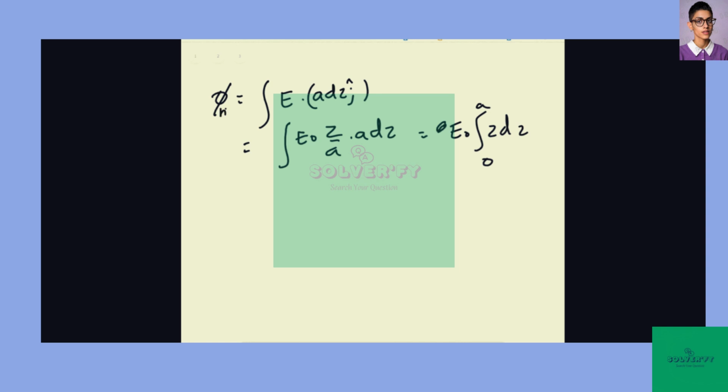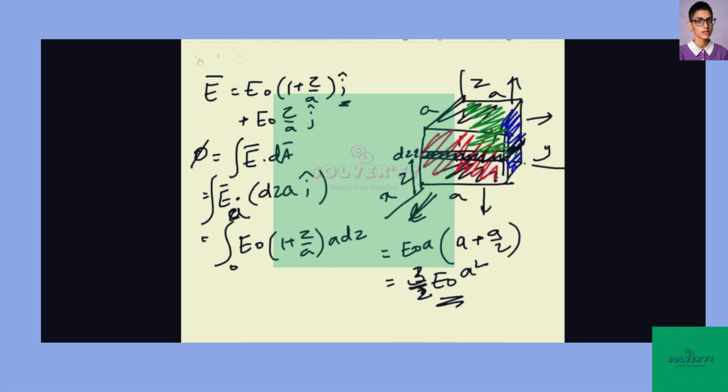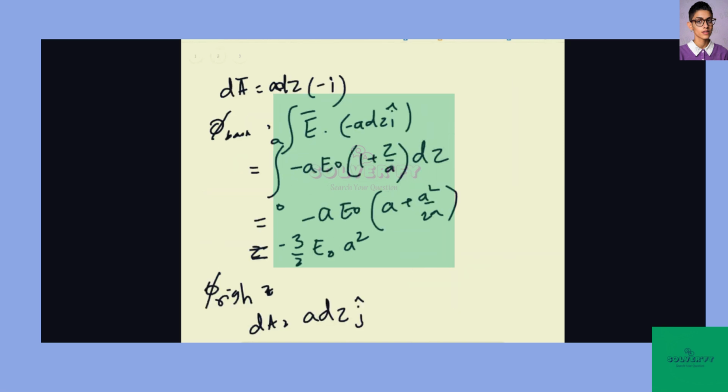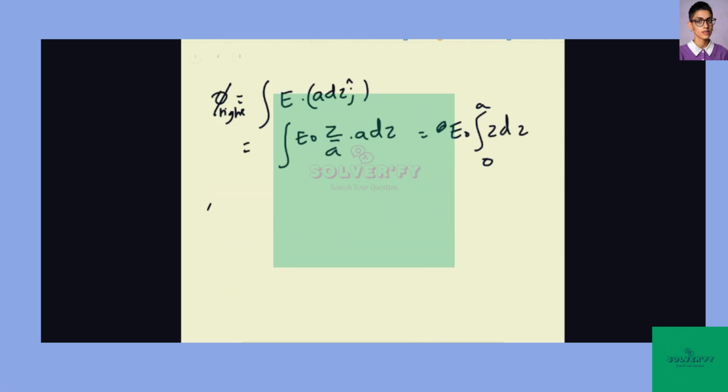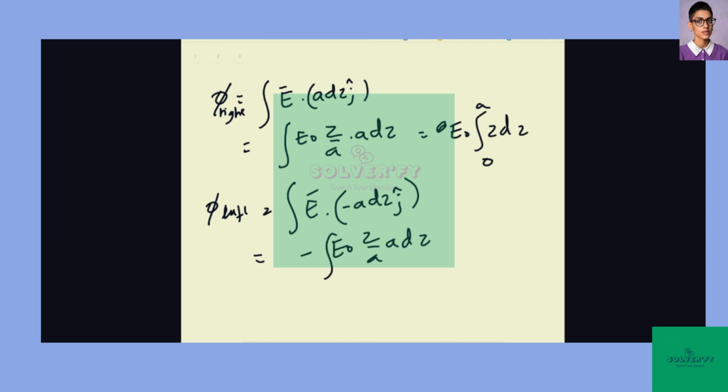Before we finish this, if you notice something, the flux through the front and the back surfaces have cancelled each other. Hence, let's look at the flux through the left surface. We will have E dot the area vector. The strip will have the same area a dz, except the area vector will have the opposite direction, giving minus E naught z by a into a dz, which is equal to minus E naught integral z dz. If you notice, these two are equal but have opposite signs, which means they cancel.